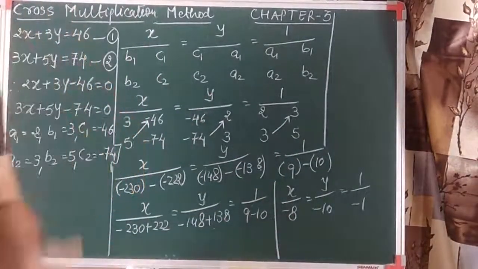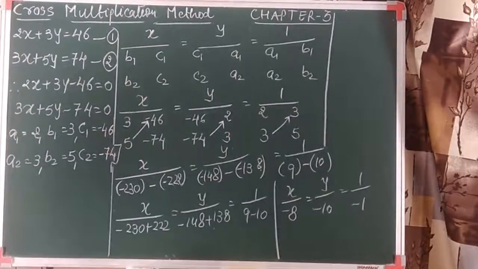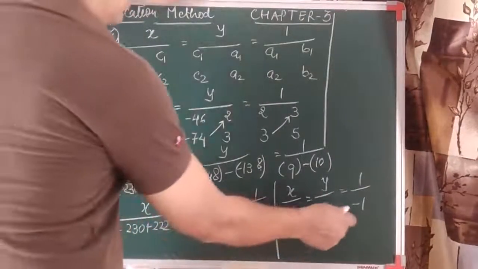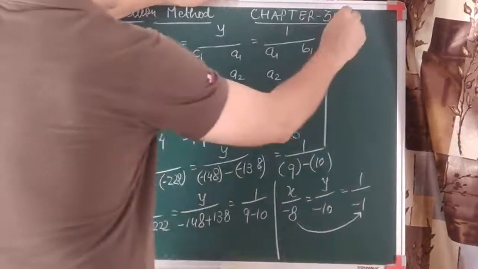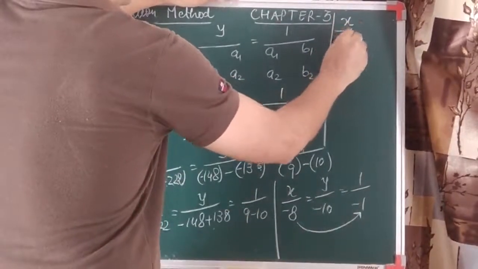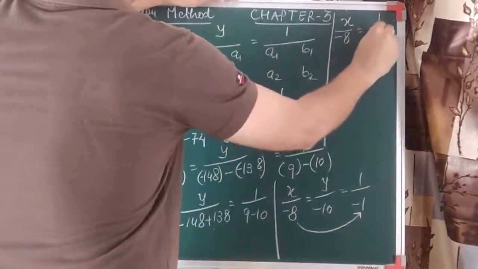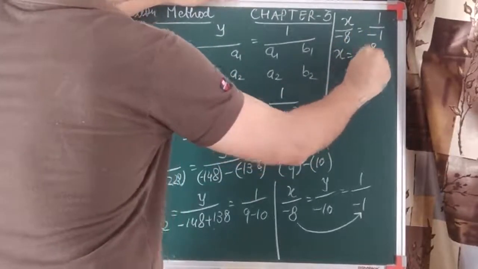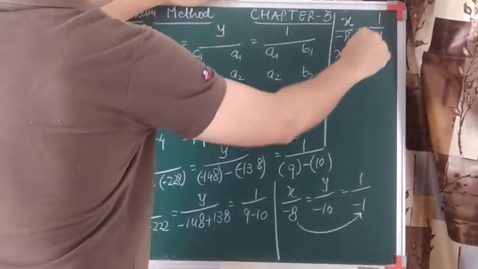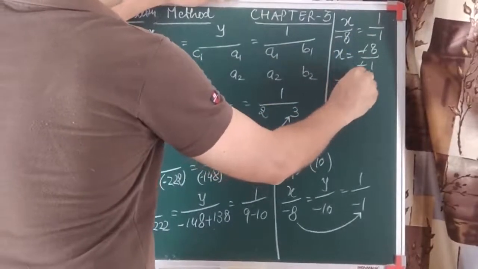Now how to obtain the value of x and y? So now remember, these are all equal values. So we'll compare x with constant and y with constant. So x upon minus 8 is equal to 1 upon minus 1. So the value of x is minus 8 upon minus 1. I have taken minus 8 to the right hand side. So the value of x I will obtain as 8.